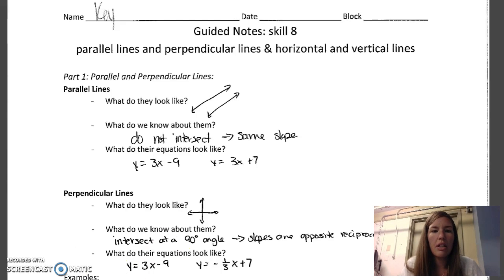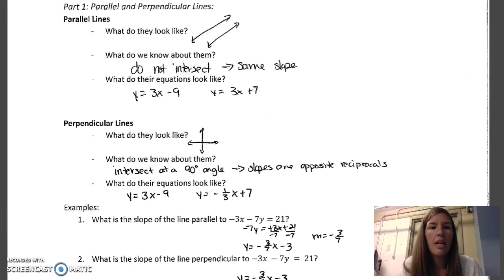The next one there is, what do their equations look like? I gave y equals 3x minus 9 and y equals 3x plus 7. Two things. Slope-intercept form, so we're familiar with that. The slope on both of those equations is 3. And then what you notice is that their intercepts, their y-intercepts, are different. One has a -9, one has a 7. So they're not the same line. They don't have the same intercept, but they do have the same slope. Therefore, they are parallel lines. Okay, so that's parallel lines.